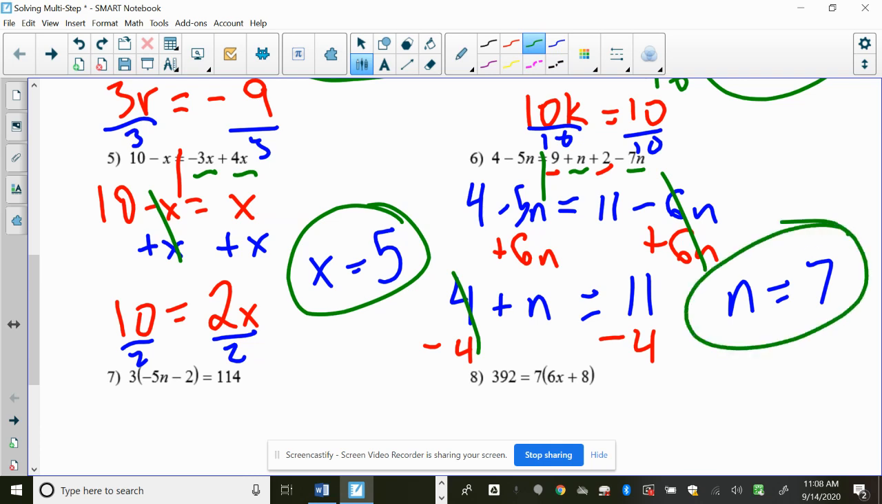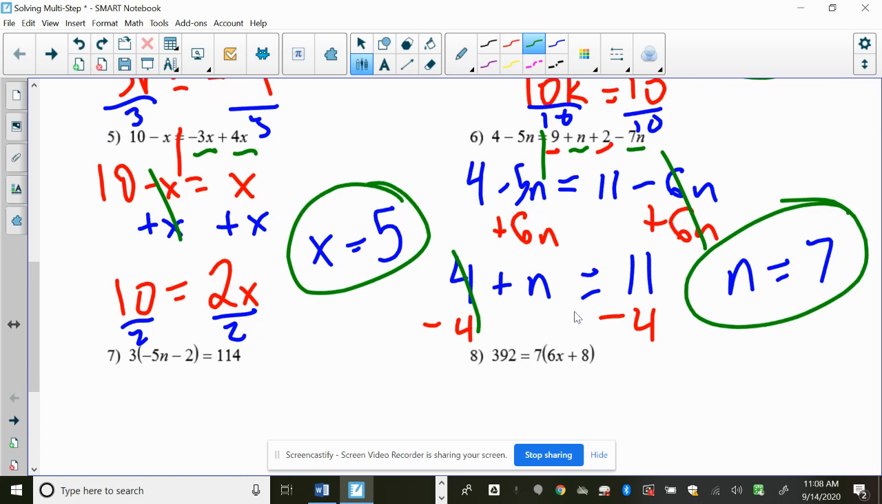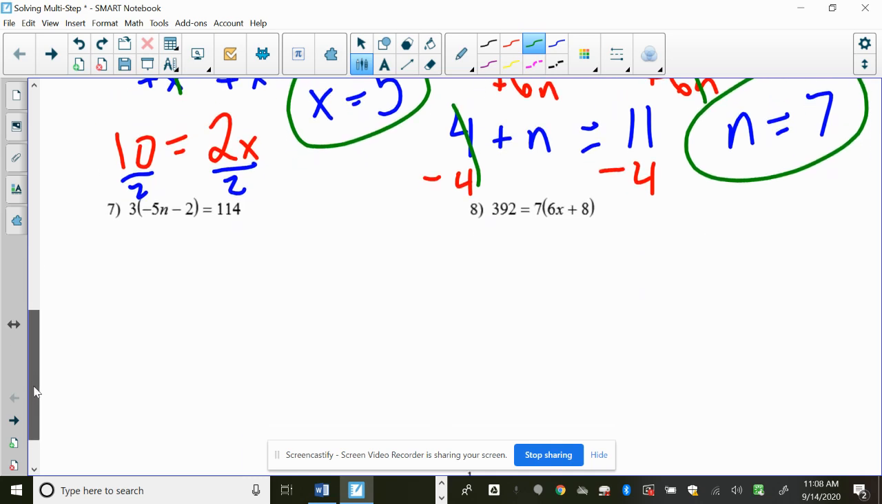Okay, so that's a review of combining like terms and solving with variables on both sides. Now we're going to review solving where we have to distribute. So our first step, anytime we're looking at an equation when we have parentheses, is we're going to multiply across the parentheses to undo them. So like in 7, we would start by multiplying the 3 to both the terms on the inside. So 3 times negative 5n, that'd be negative 15n.